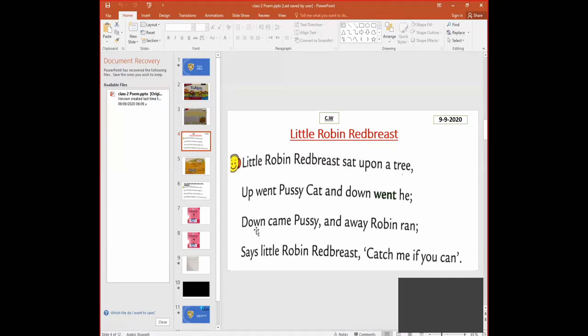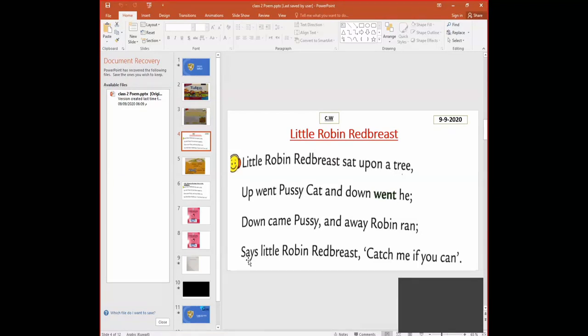The next sentence: down came pussy and away Robin ran. Once again. Down came pussy, and away Robin ran. Okay, the next, the last sentence.